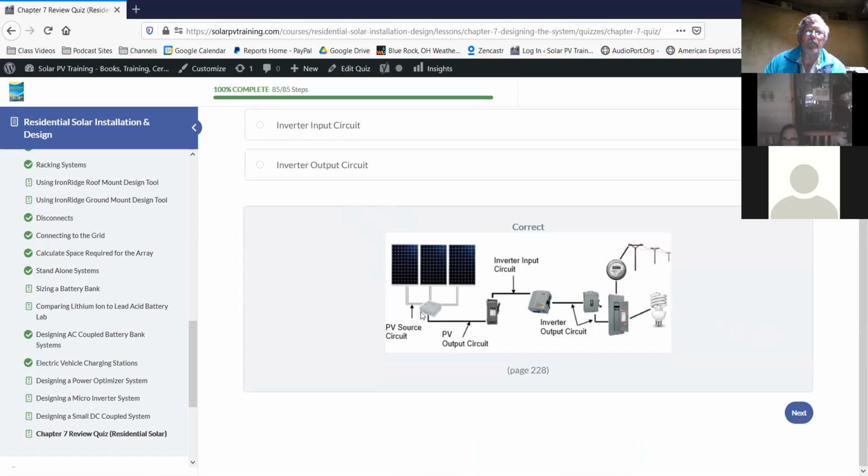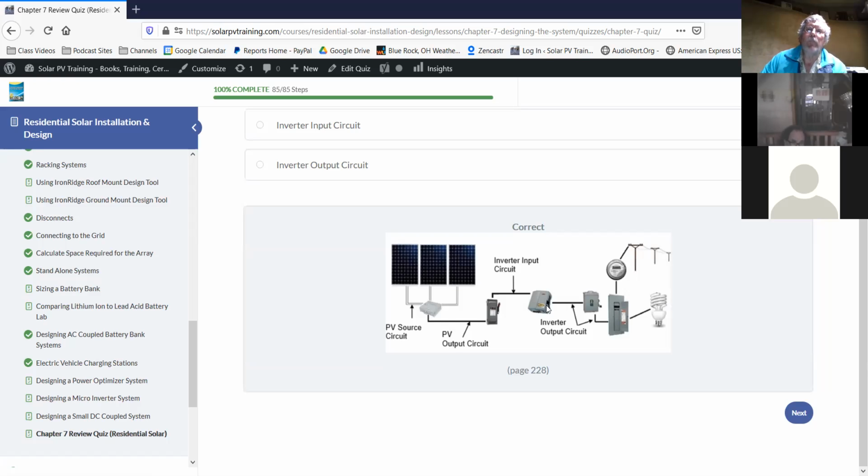PV source circuit. Then the circuit that goes from the junction box to the DC disconnect, which oftentimes is integrated in with your inverter, but it's supposed to be within 10 feet of your inverter, that's the PV output circuit. Then from the DC disconnect to the inverter is the inverter input circuit. And as I mentioned, if you've got an inverter where these two are integrated, that's going to be built into the unit. So you don't even do anything with the inverter input circuit. It's just built in the unit.